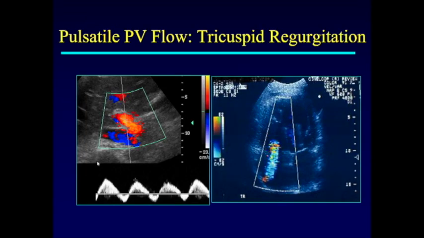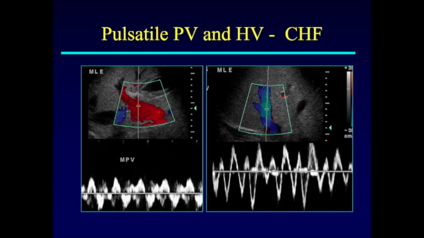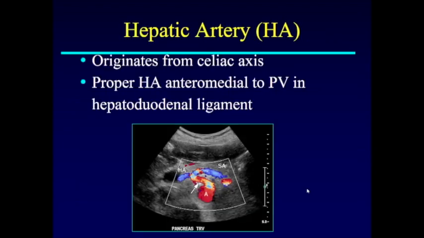Here's another patient with very pulsatile portal venous flow, and you can see this patient has tricuspid regurgitation. Sometimes you see pulsatile flow in both the portal vein, as here, and also the hepatic veins, and this is, again, patients who have congestive heart failure who exhibit this pattern.